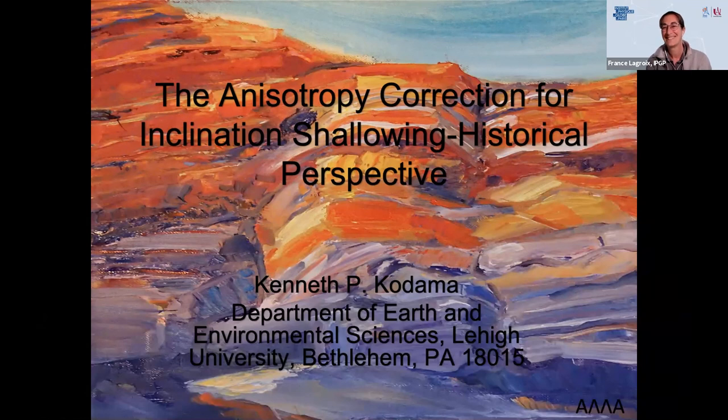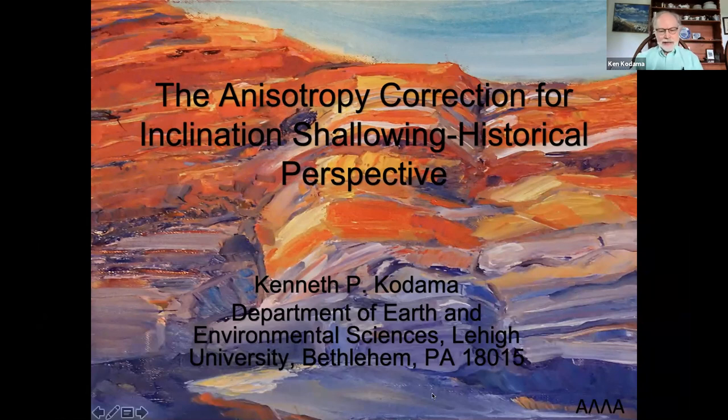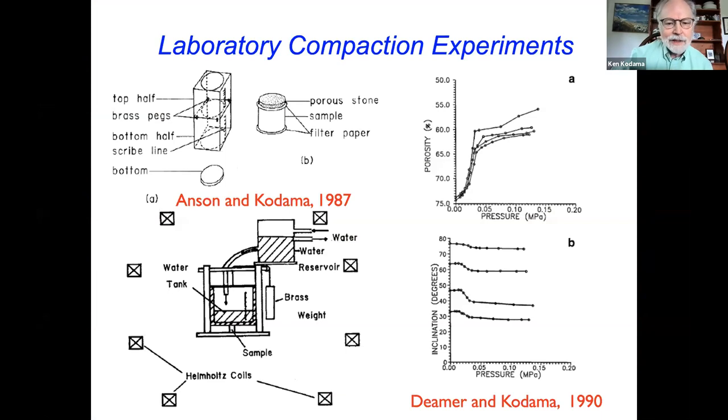The students love it. So I've been asked to give a historical perspective of the anisotropy correction for inclination shallowing. This, of course, is the cover of the book I wrote, and I go over the historical perspective a bit in that book. It's a painting done by my wife of some red rocks containing obviously hematite in Utah. So let me go on.